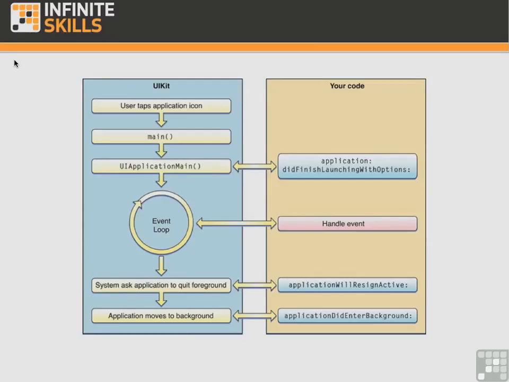Although you aren't required to implement all of the methods of the UI Application Delegate protocol, every application should implement the following critical application tasks: initialization, which we just covered, with UI Application Main sending the application did finish launching with options method; handling events in the event loop, which I'm going to be covering later; and responding to interruptions and termination, which I also cover later.